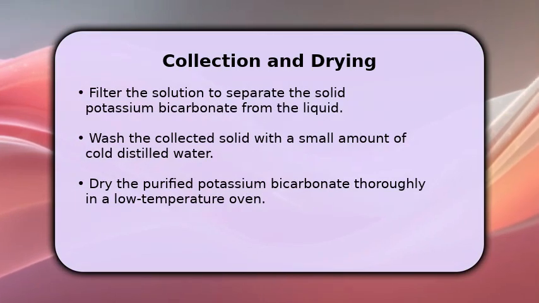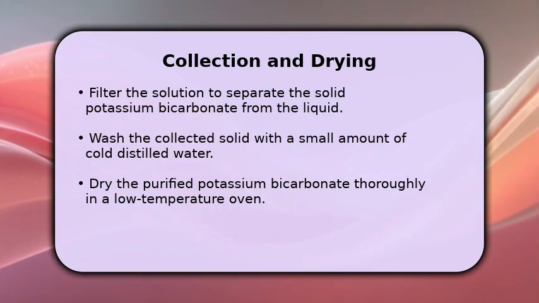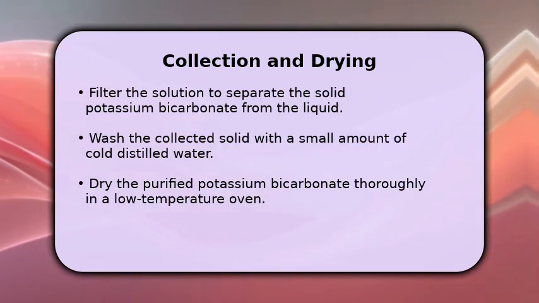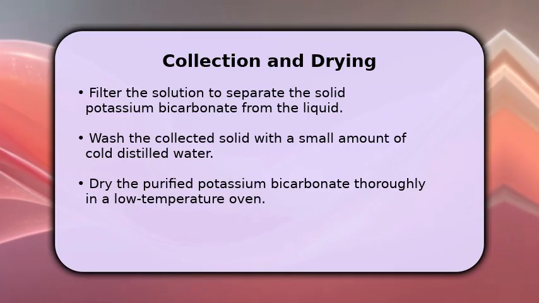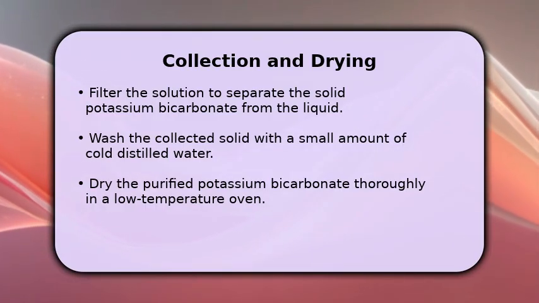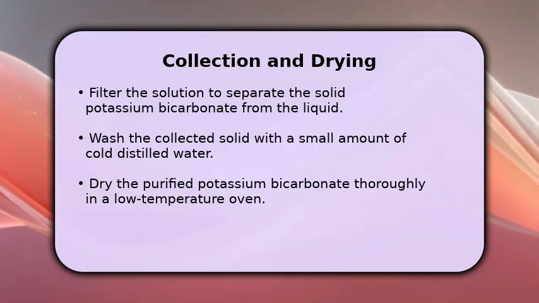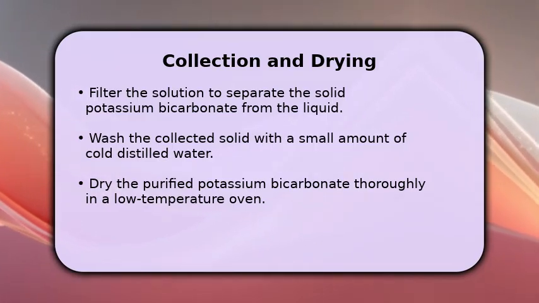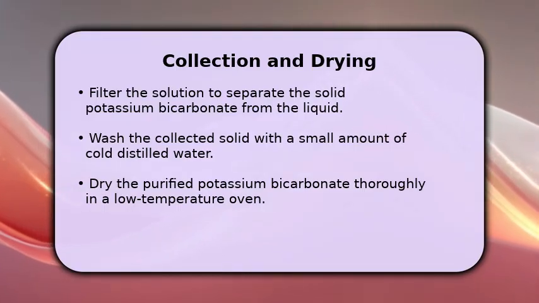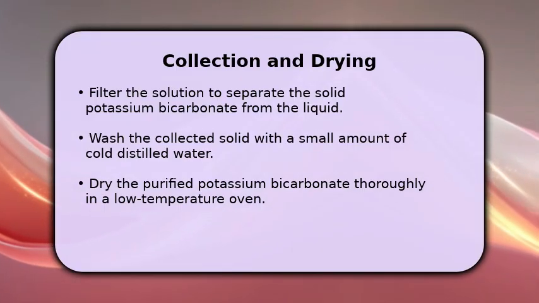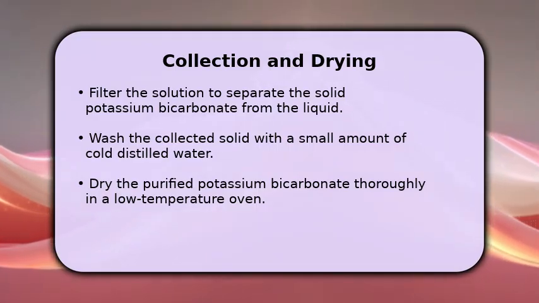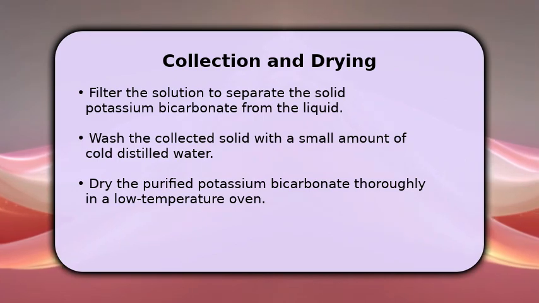Once the precipitation is complete, carefully filter the mixture to collect the solid potassium bicarbonate. Use a funnel and filter paper to separate the solid from the remaining liquid. After filtration, wash the collected crystals with a small amount of cold distilled water to remove any impurities. Finally, spread the purified potassium bicarbonate on a clean surface or in a low-temperature oven to dry completely, preparing it for storage or use. Thanks for watching.